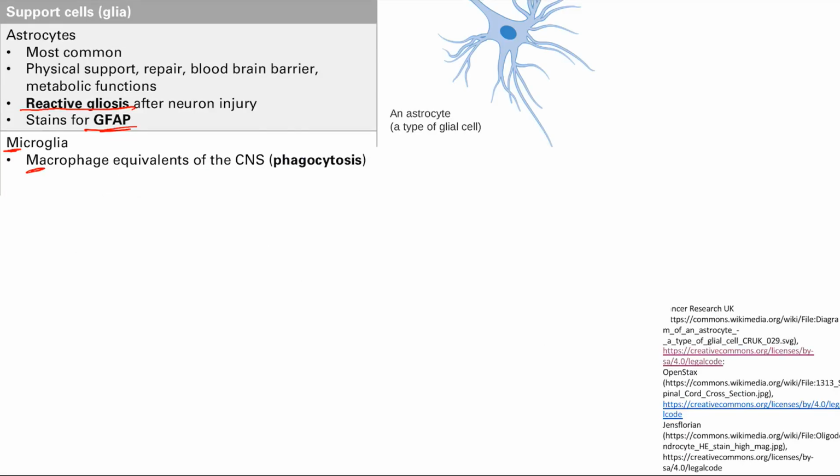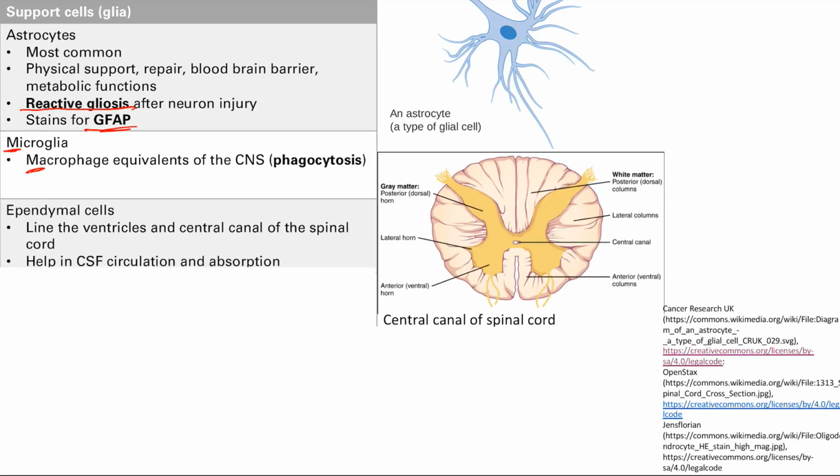The next one is ependymal cells. These line the ventricles, which make CSF in the brain, and then the central canal, which I've nicely included a picture, which also has CSF flowing through it. Again, ependymal cells help in CSF circulation and absorption. They got little cilia to push the CSF around.